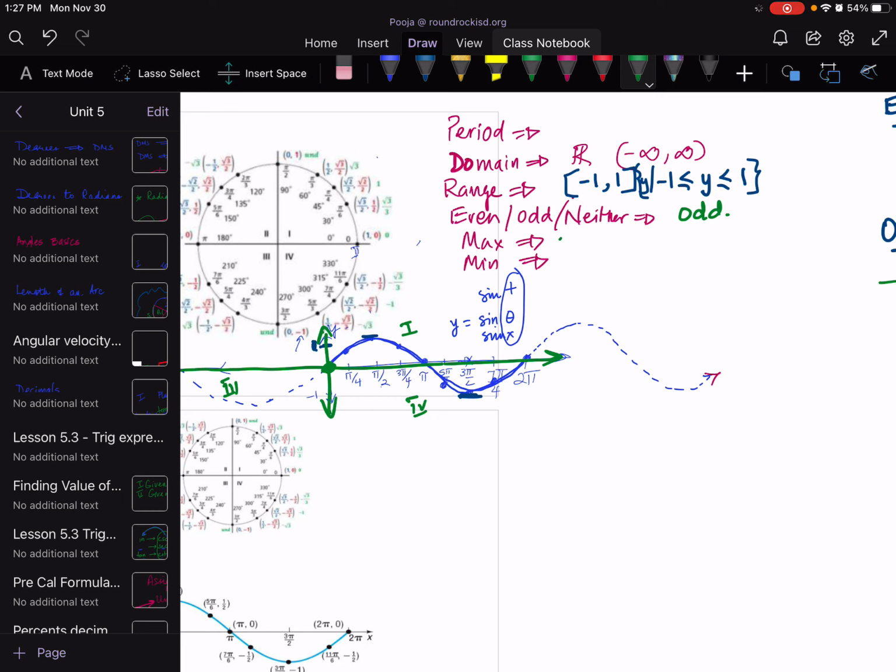Maximum value is 1. However, that maximum value occurs at pi over 2, as you can see. Then it'll occur again at this corresponding value, which will be pi over 2 plus 2 pi, which is 5 pi over 2. And this maximum value will keep occurring, right? Because it's a periodic function. If the cycle is continuously repeating itself, then the max will keep happening, not just at one spot. This is not the only spot of max, and so on and so forth.